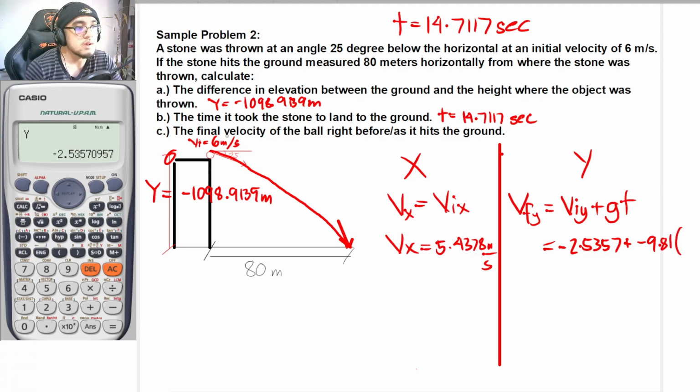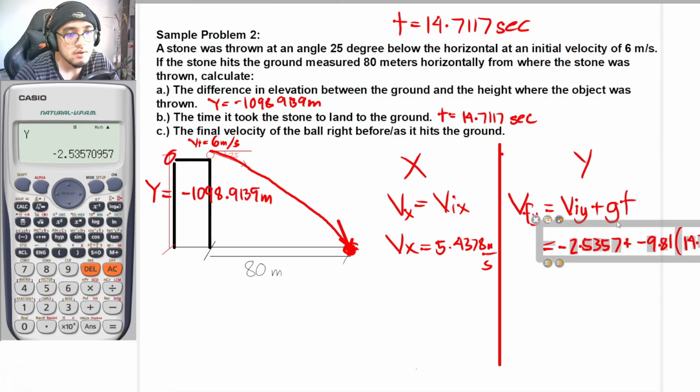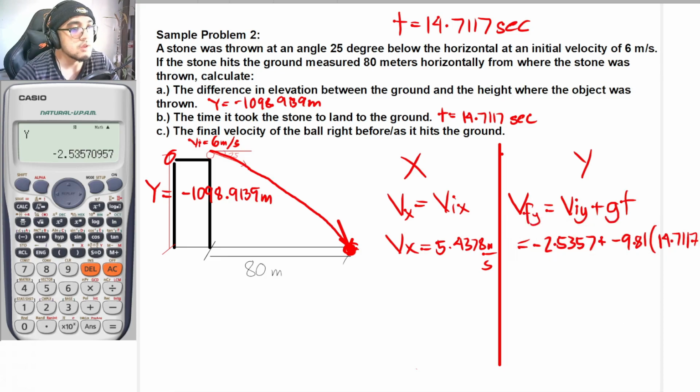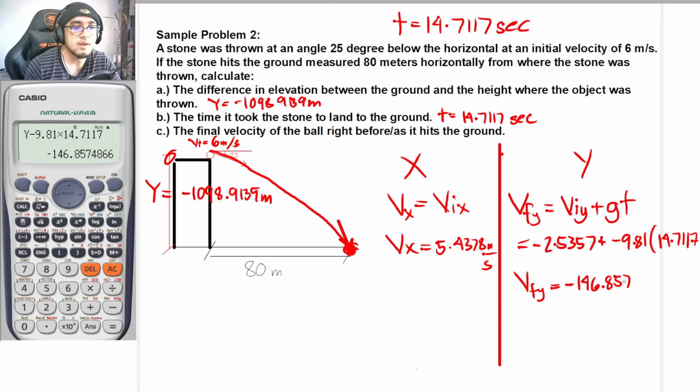What is the time? As indicated here, we are to get the final velocity, so it would be at this point. For the projectile to reach this point, it will take 14.7117 seconds. I'm sorry if you cannot see, I've just moved my figure. So for our VFY, this is equal to alpha y minus 9.81 times 14.7117. So its final velocity is negative 146.857 meters per second.